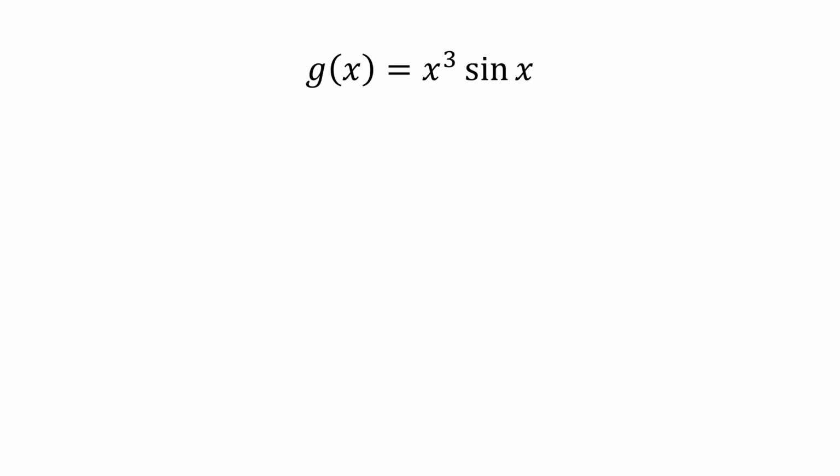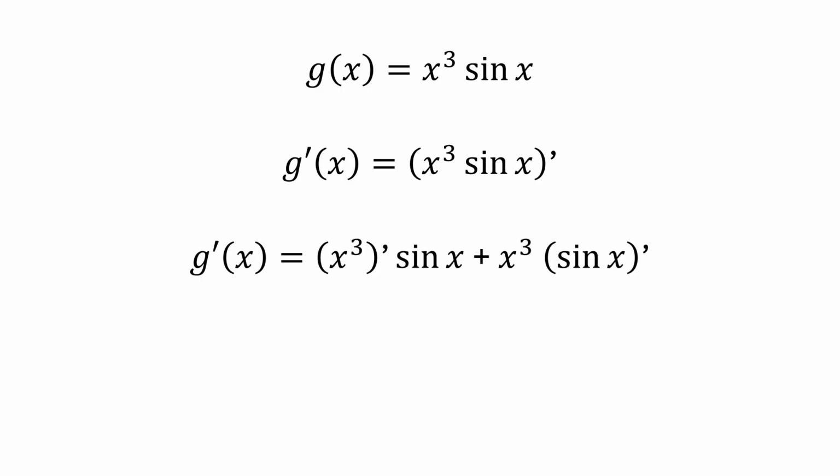Lastly, we will differentiate the function x cubed sine of x. To differentiate this function, we will apply the product rule to obtain g prime of x equals (x cubed) prime times sine of x plus x cubed times (sine of x) prime.